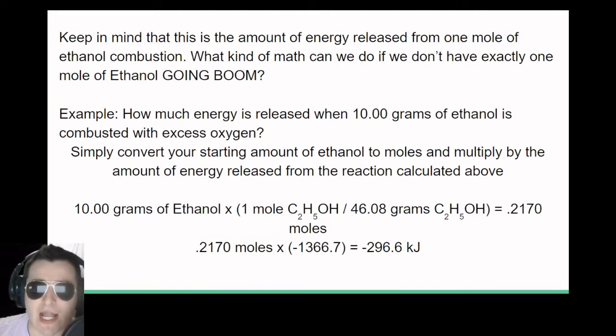And so all I have to do is 10 grams of ethanol divided by the molar mass, which is 46.08 grams. That's 0.2170 moles. And I multiply that by the constant value that 1 mole will release, and that will give me the energy that is released by this specific amount of ethanol, an extensive property. But the molar heat of combustion, how much energy is released from 1 mole, of course, is an intensive property. But that's also because you only have 1 mole. You always have 1 mole.